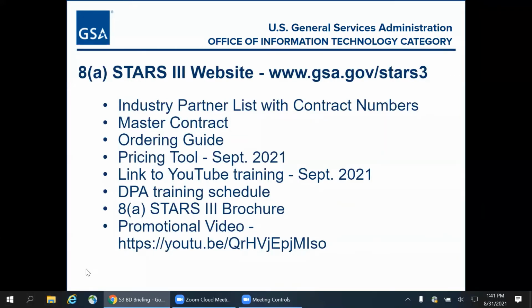We also have an ordering guide written by our contracting officers for contracting officers, so be sure and remind them that that's there. We have our 8A Stars 3 pricing tool, which you can expect to be launched within the next 2 weeks. If you're familiar with the 8A Stars 2 pricing tool, it's going to be the same format. We're just going to have different drop downs, and customers are going to have access to that.